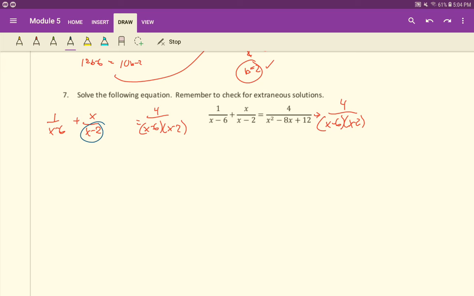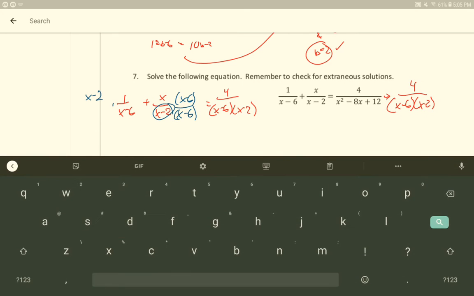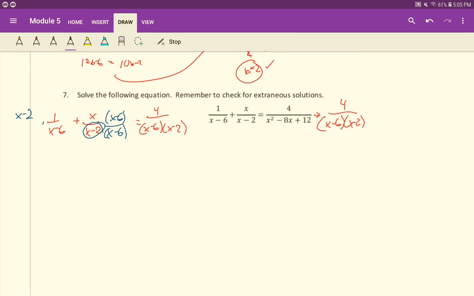How about this denominator? What factor is it missing? It's missing an x minus 6. So we'll say x minus 6 over x minus 6. Again, we're just multiplying by 1. Doesn't change the value, but it does change what it looks like. And then here, the x minus 6, it's missing the x minus 2. So we'll go ahead and multiply x minus 2 over x minus 2.